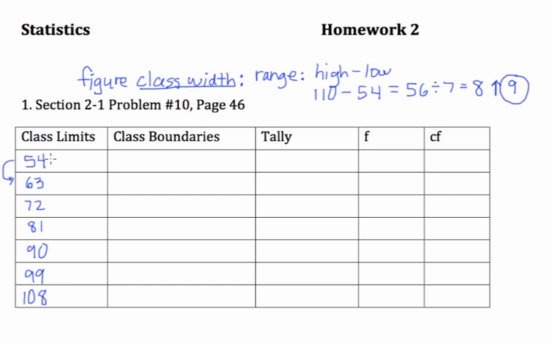Then you figure the upper class limit, which is going to be one number less than your next value, so 62. Okay, we know we start this next class with 72, so this one must be 71, and so on. Also, you can just keep adding 9 with these numbers as well. For example, 89 plus 9 will get me to 98.